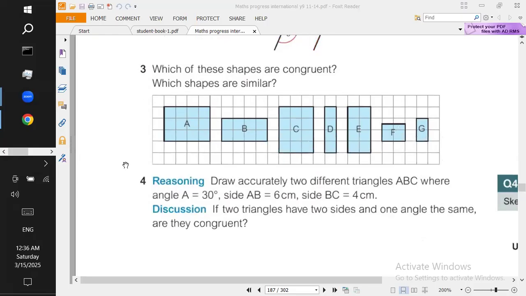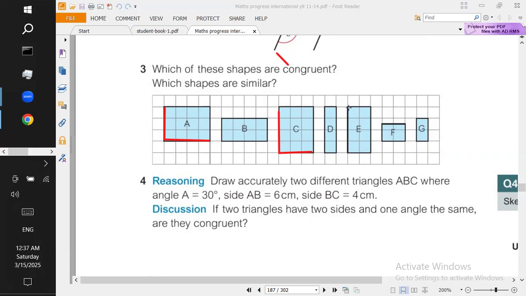Which of these shapes are congruent and which are similar? We talked about being congruent. We said congruent means identical, exactly identical. For example, here we have A, it is 4 by 3, and C is 4 by 3. So A and C are congruent.